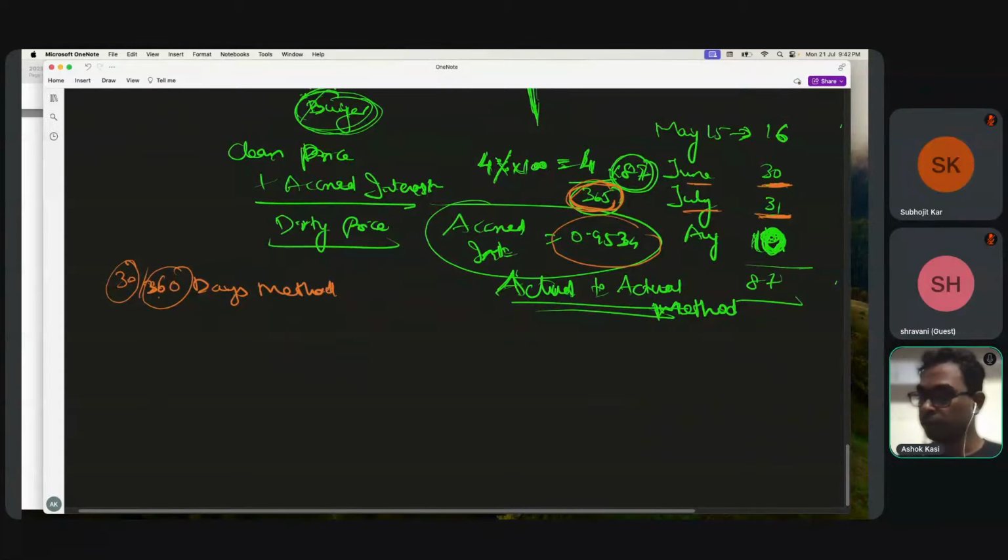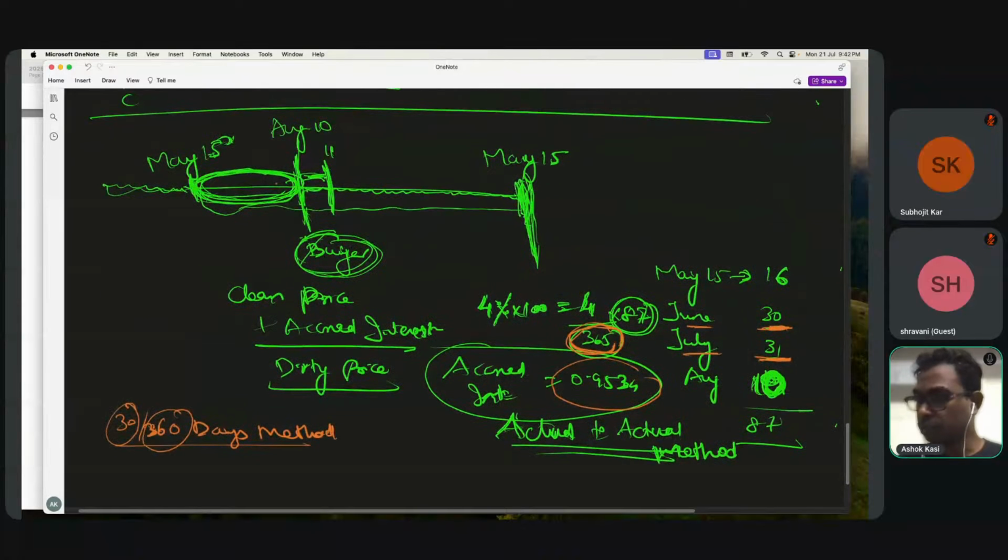Okay, where you can find this. Right now we'll just finish this, then I will show. The 30 by 360 days method means what? Now I need to calculate here. In a year, how many days are there for me now? 360 days, irrespective of the actual days.